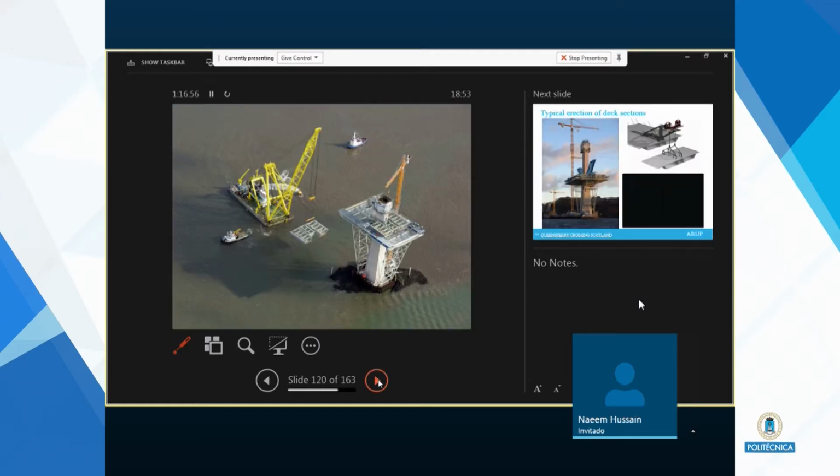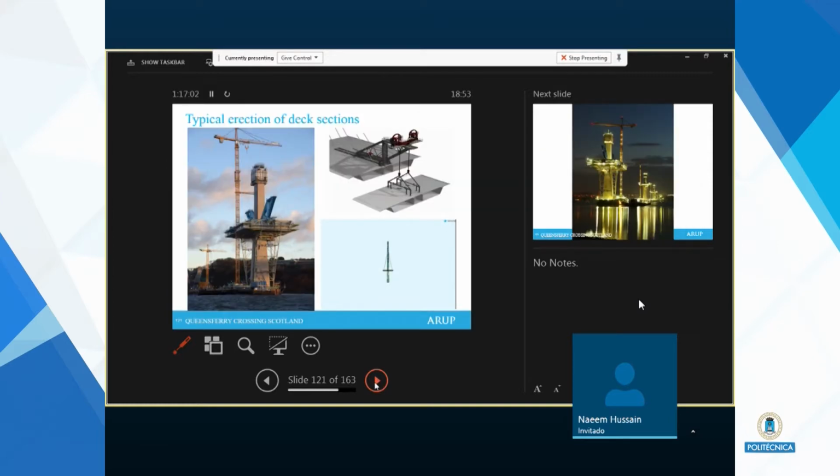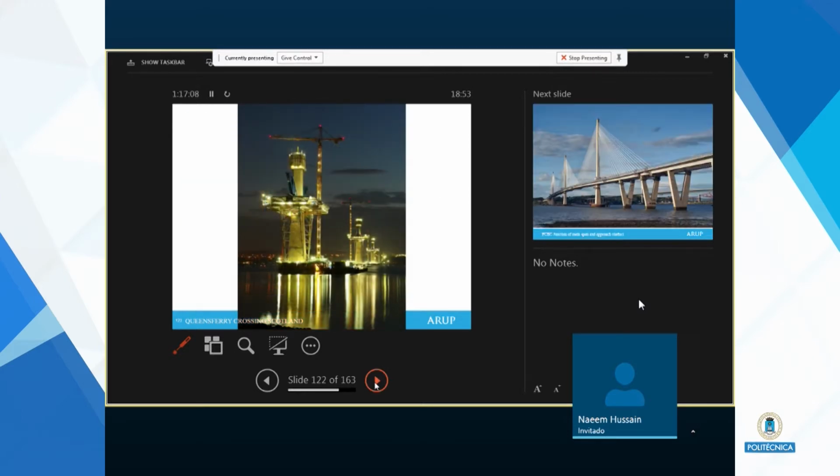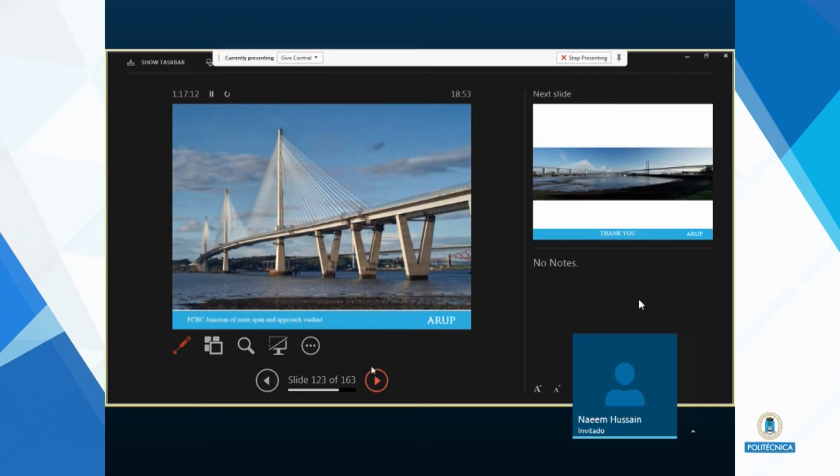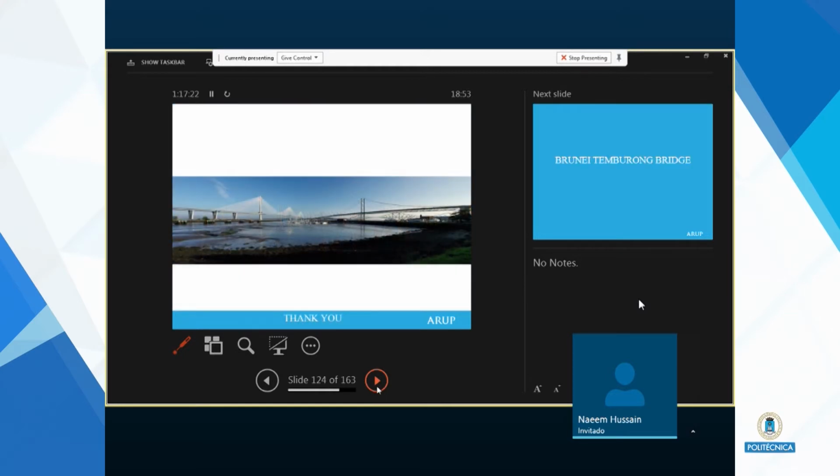And then this is showing some erection of the balanced cantilever erection. Some more construction shots. And this is the view and the approach. We've had nice V-shaped piers to take the two single box girders. And then the final view.